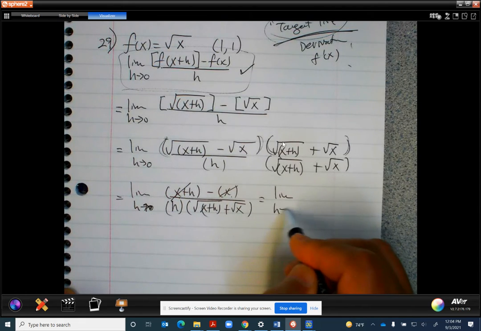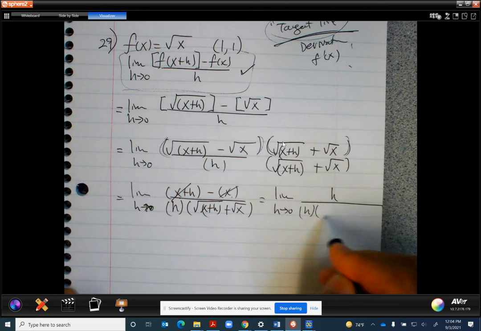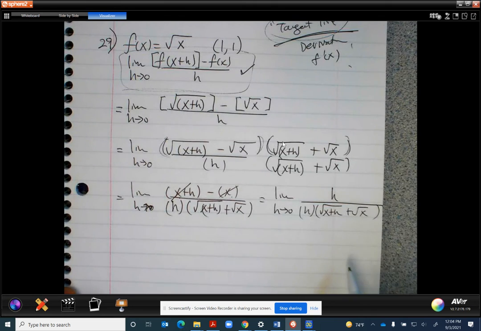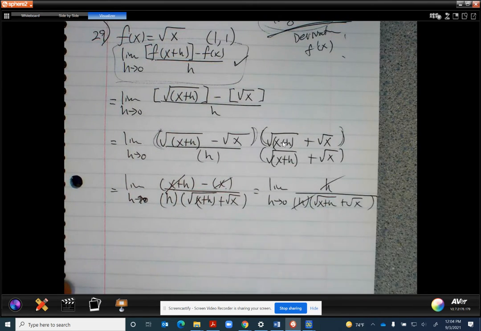Limit h goes to 0, h over h times square root of x plus h plus square root of x. Do you think we did this correctly? Yes, we did. h cancels out. Isn't this just like your quiz and exam? Are we using the same thing that we use on your exam? It's the same thing. We use radicals, we're using factoring, we're using everything else that we learned. We're using tables sometimes, right? So it's the same thing.